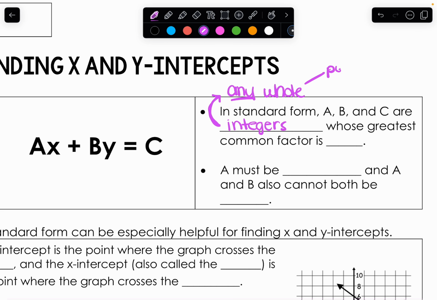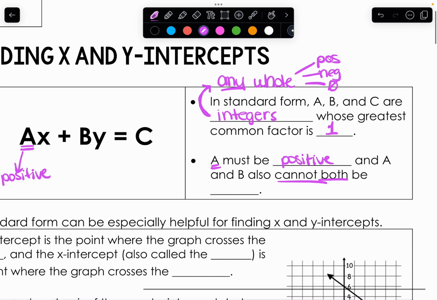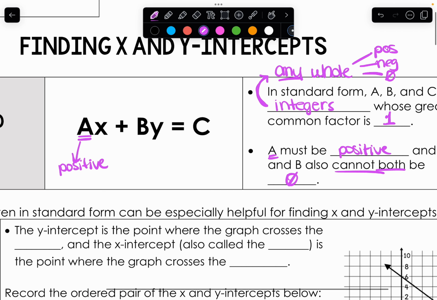Meaning positive numbers, negative numbers, and also including the number 0, whose greatest common factor is 1. Now, a, the coefficient of a, or the number in front of x, must be positive. And a and b cannot both be the number 0.